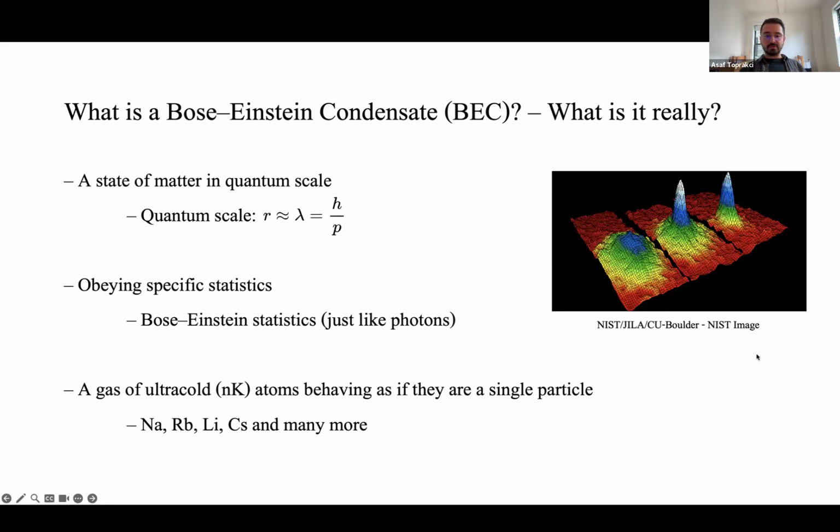And up to this day, there are lots of Bose-Einstein condensates created from different kinds of atoms: sodium, rubidium, lithium, cesium, and many more. Even now we have molecular Bose-Einstein condensates, and here you see a time evolution, the formation of a Bose-Einstein condensate from rubidium and sodium, and this was actually the first Bose-Einstein condensate we could create, back in 2001.